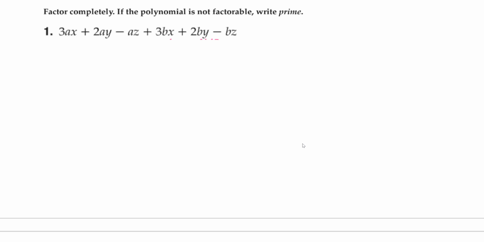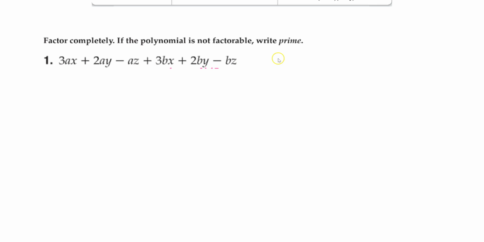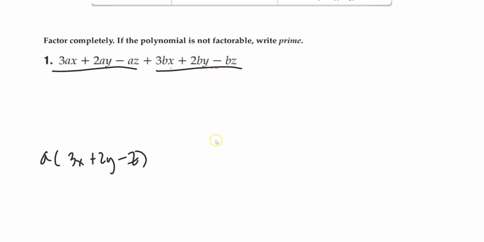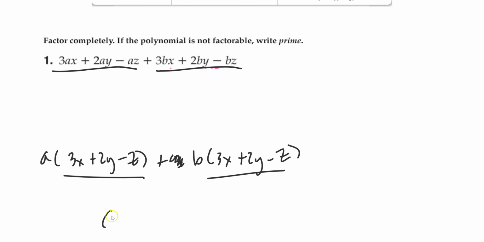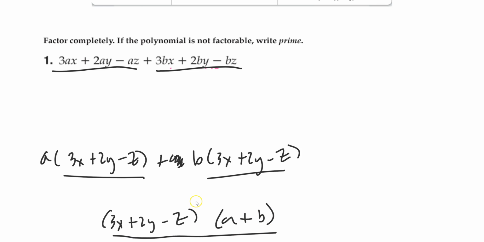Okay, so let's do a couple by grouping first, actually. Look at this. There's 6 terms here. We're still going to group the same way. If you look at the first ones here, the first 3, it's cut in half. They all have an a in common. You're left with 3x plus 2y minus z. Now look at the next 3. They all have a b in common. So b(3x plus 2y minus z). And now, hey, these match. 3x plus 2y minus z, and look what's left over, a plus b. So that's how you factor it by grouping. That's one way to factor by grouping, actually.